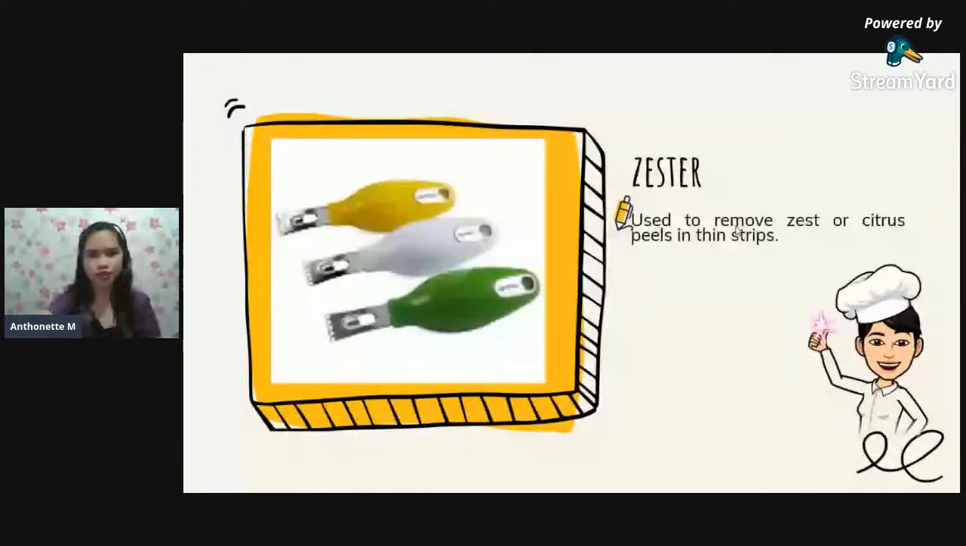Next is the zester. Have you seen a zester? A zester is used to remove zest or citrus peels in thin strips. As you observe, citrus fruits like orange, calamansi, and dalandan have thin peels. To be able to remove it, you have to use a zester. Some of your ingredients in preparing appetizers need the zest of the orange or citrus fruits to make your cooking perfect.